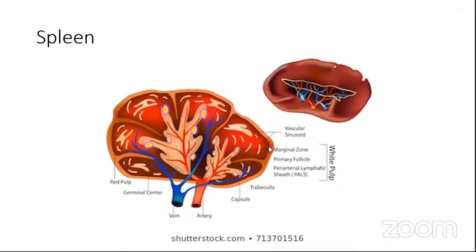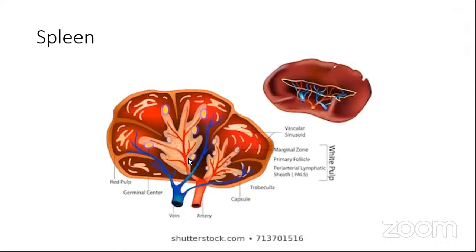Then coming to the spleen. The spleen is the largest of the lymphoid organs. It also has a capsule which sends trabeculae inside, and it divides into interconnected compartments. The branches of the splenic artery travel along the trabeculae, and on leaving them, they branch again to form a central arteriole. So this is the central arteriole.